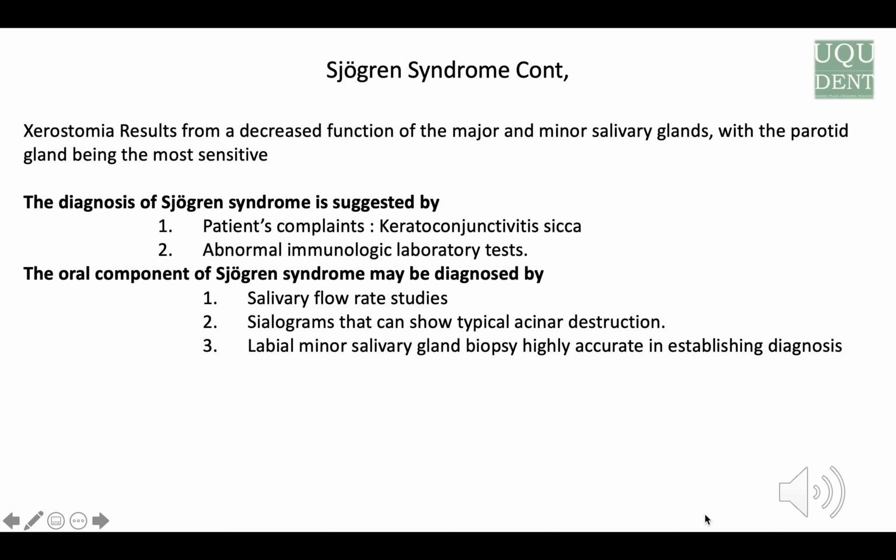The diagnosis is suggested when the patient complains of keratoconjunctivitis sicca, and when you do immunological tests, you have an abnormal result. The oral component of Sjogren's syndrome may be diagnosed by salivary flow rate studies to see the stimulated and unstimulated flow. You can do a sialogram that can show typical acinar destruction. Then you can do the labial minor salivary gland biopsy, which is very accurate for establishing the Sjogren's syndrome diagnosis.